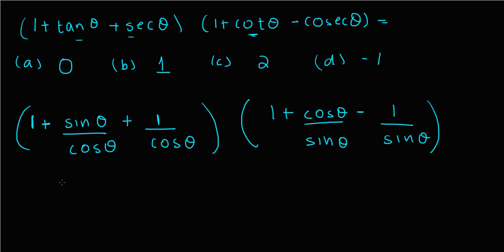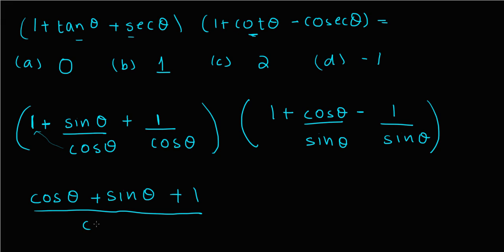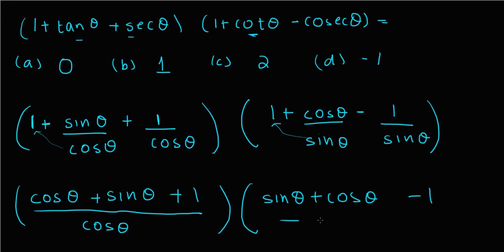So the LCM over here is cos theta. So I'll multiply this term with cos theta. So we have cos theta plus sine theta plus 1 by cos theta into, here the LCM is sine theta. So I'll multiply this with sine theta. Sine theta plus cos theta minus 1 by sine theta.